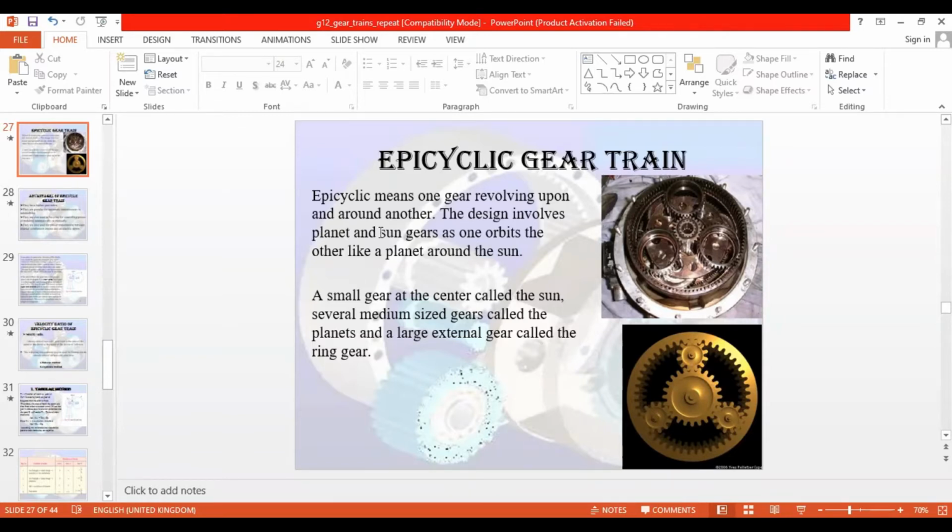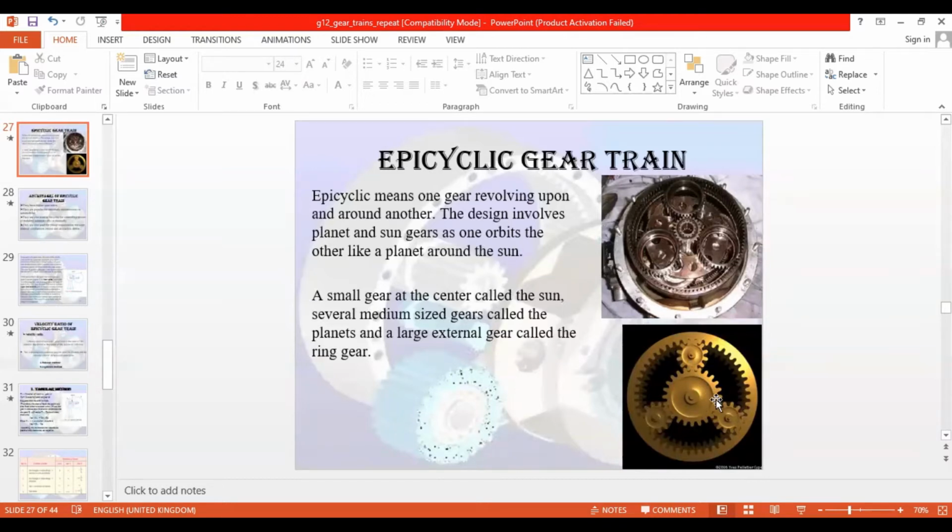The design involves planet and sun gears, as one orbits the other like a planet around the sun. Since they work in a manner like a planet rotating around the sun, the name is planet gear. A small gear at the center is called the sun. In the solar system, the sun is in the middle. So here is the sun. Then several medium-sized gears called the planets, and a large external gear called the ring gear.